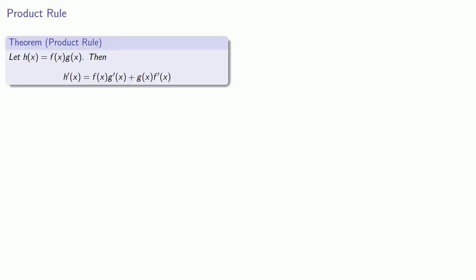So suppose I have a function that is a product of two other things, f of x and g of x. Then the derivative is going to be the first function times the derivative of the second plus the second function times the derivative of the first.